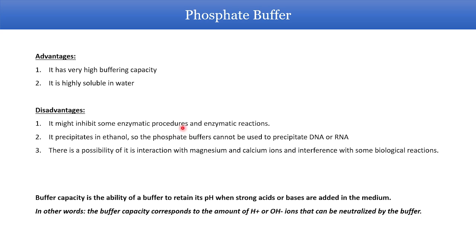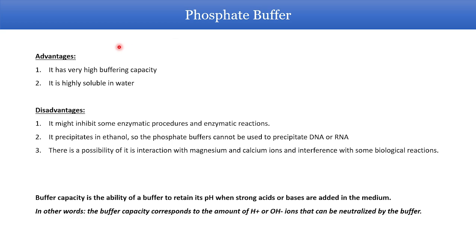But in most cases it does work very well because of its high buffering capacity. Like if you want to do an experiment at different pH of say 5, 6, like 4.5, 7, 6 and 8 and like that, if you have a very high buffering range, you can use this phosphate buffer.